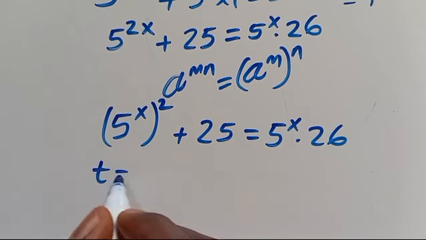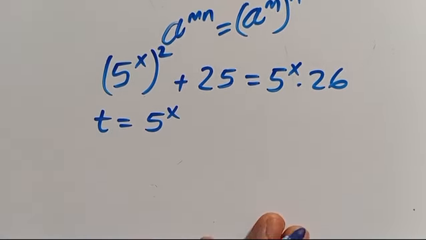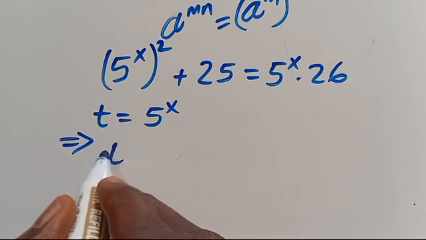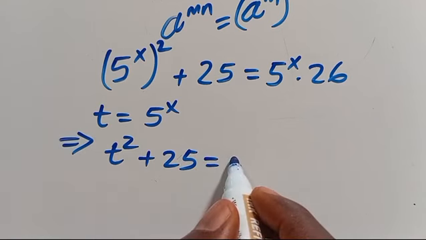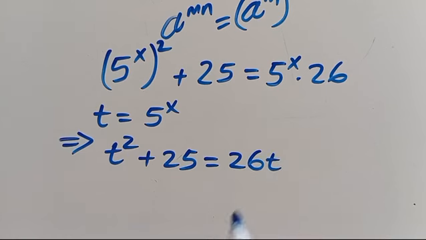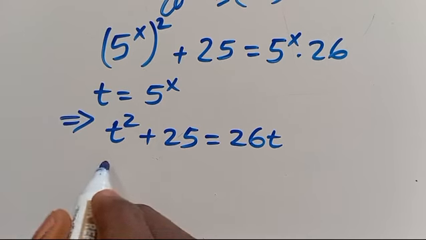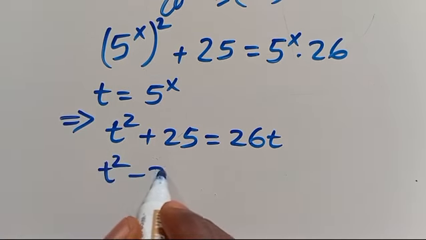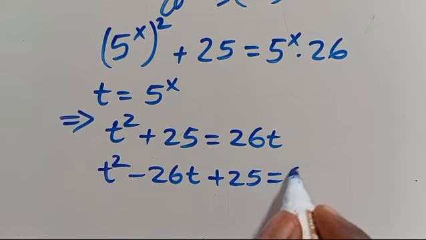Then let's say 5 to the power of x equals t. So this implies we are going to have t squared plus 25 equals 26t. So when we have this, we are going to have t squared minus 26t plus 25 equals 0.